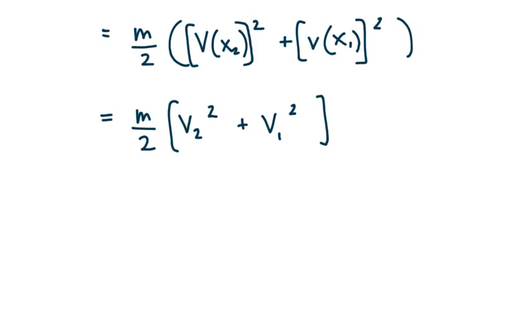And of course, if I distribute my m over 2 to both of those, I have 1/2 m v sub 2 squared plus 1/2 m v sub 1 squared. And at this point, I have proven that this represents the net work. So let's do one short example.